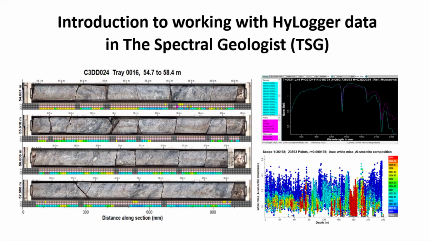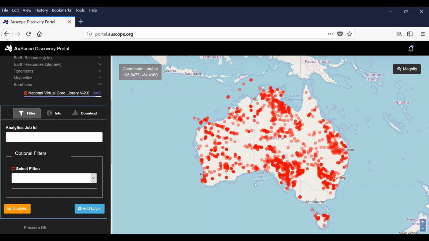This video introduces you to the Spectral Geologist, TSG, software for working with infrared and visible spectroscopic data. Today, we will use HyLogger datasets to investigate hyperspectrally derived mineralogy in drill cores. Choose from over 3,000 HyLogged drill cores, freely available through the National Virtual Core Library.